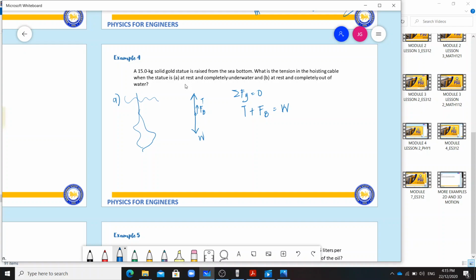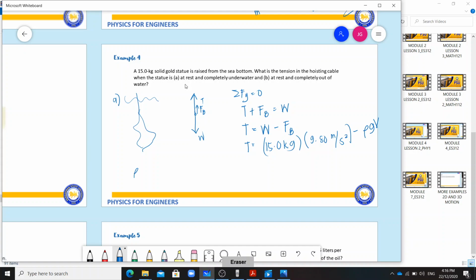So kung gagawa tayo ng summation of forces, that is T plus the buoyancy force is equals to weight. Okay? So tension ang hinahanap natin, so T is equals to weight minus the buoyancy force. T, ang weight natin is 15.0 kilogram times 9.8 meter per second squared. Okay? Minus rho g V.